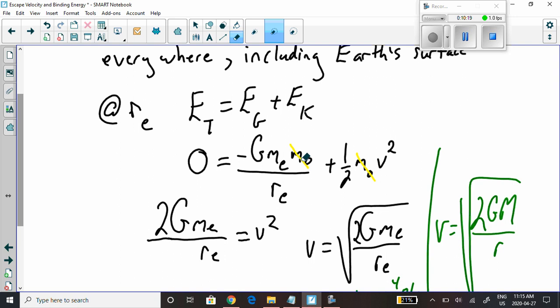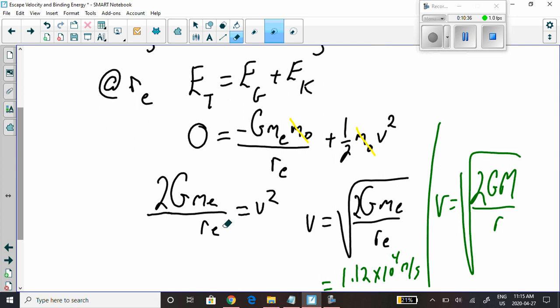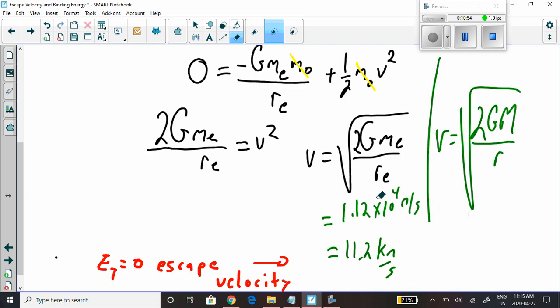Try to work through getting from here to here. I've canceled out the mass of the object, brought this term to the other side, and multiplied both terms by 2 to clear the half. We end up with this equation, which I can then square root. If I put in 2 times the universal gravitational constant times the mass of the Earth, all divided by the radius of the Earth, and then square root it, I get 1.12 times 10 to the 4 meters per second, or 11.2 kilometers per second.